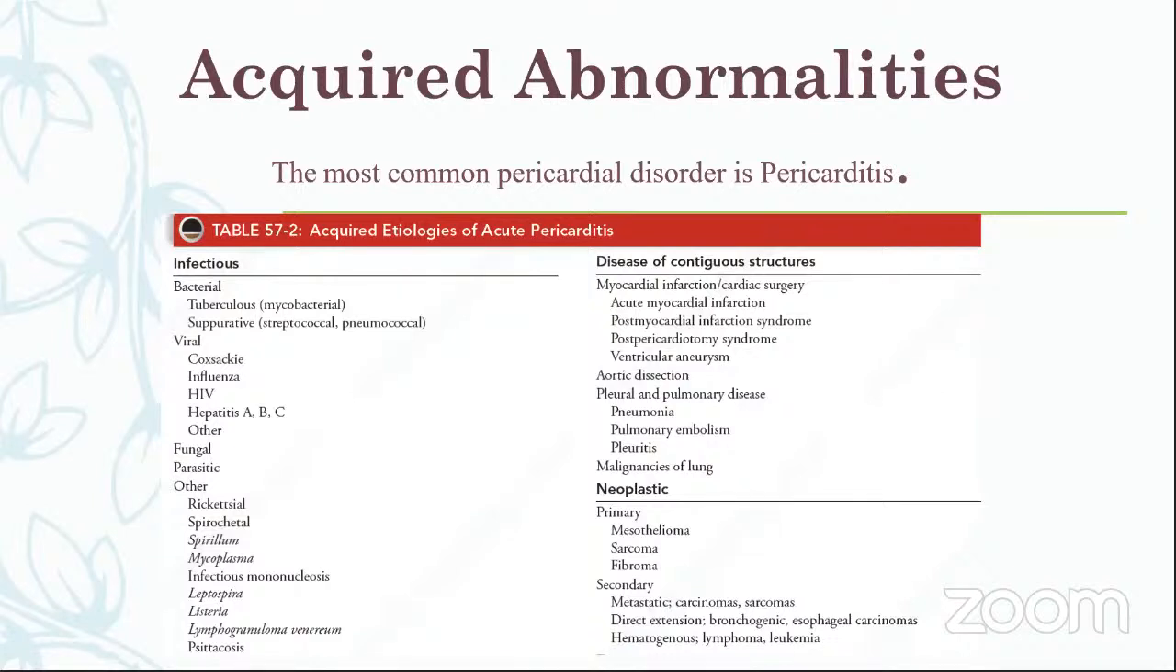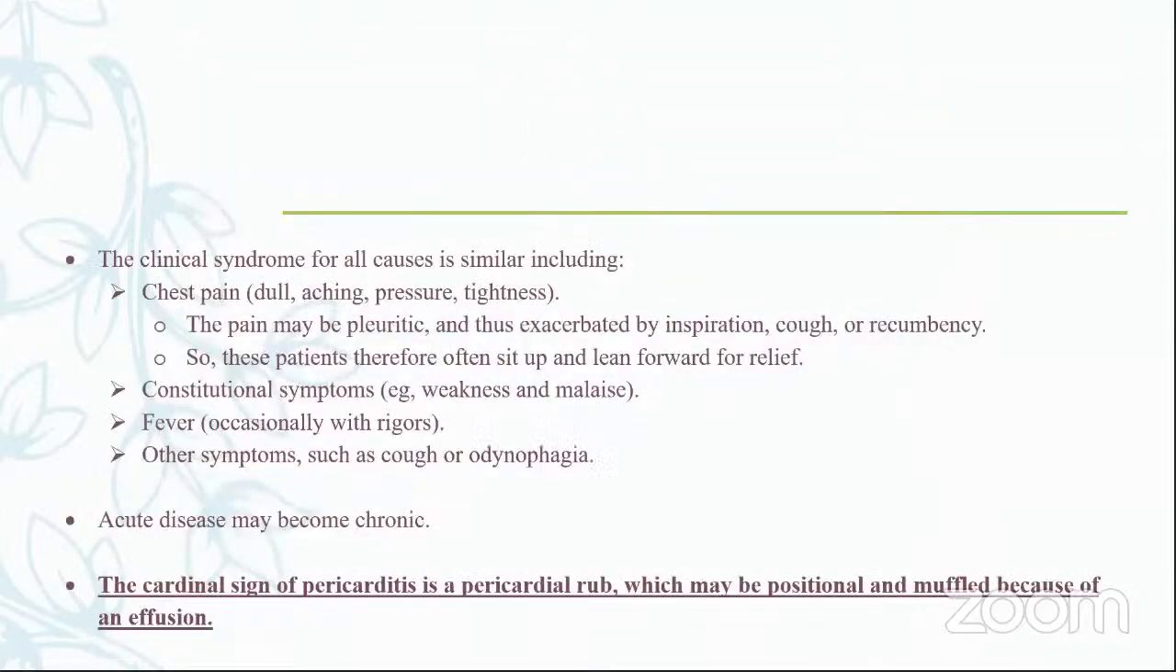Among the acquired abnormalities, the most common one is the pericardial disorders. The most common pericardial disorder is pericarditis, and this table shows the common etiologies of acute pericarditis. I will speak about some of them in the upcoming slides. The clinical syndrome for all causes is similar, including chest pain, which is usually pleuritic, and thus is also exacerbated by inspiration, cough, or recumbency. So these patients, you will see them sit up and lean forwards for pain relief.